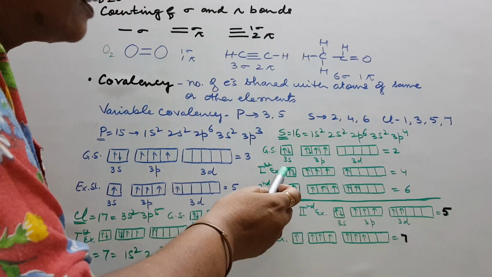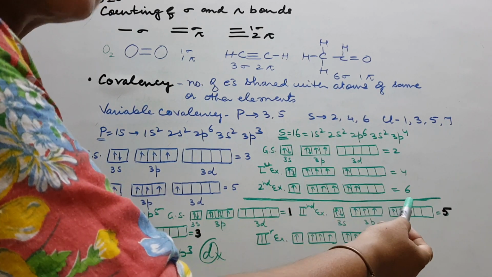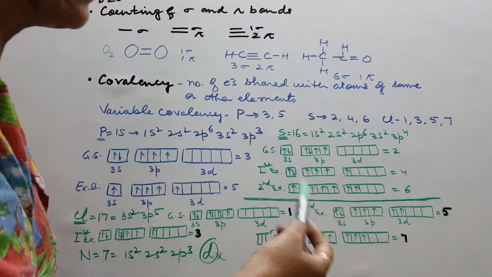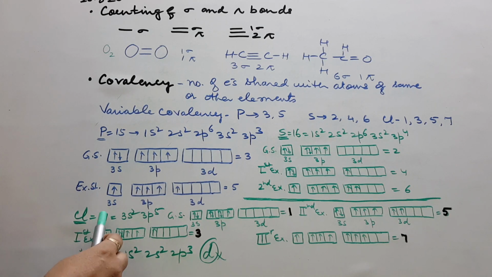Second excited state, even this electron of 3s also gets unpaired because the vacant orbitals are there. So now it is showing covalencies 2, 4 and 6. Covalency 6. Similarly, chlorine 17.